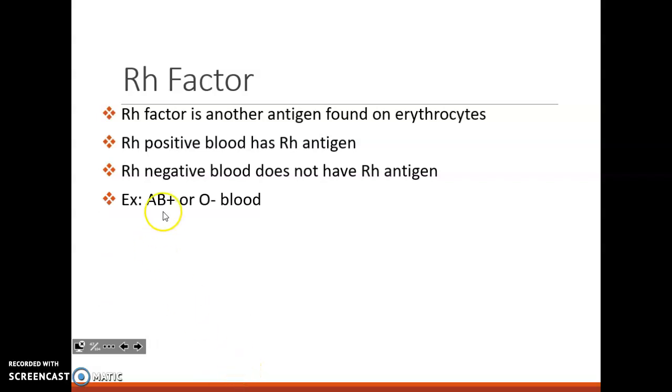So AB positive would have antigens A, antigens B, and Rh on there, and O negative would have no antigens on the surface of their red blood cells.